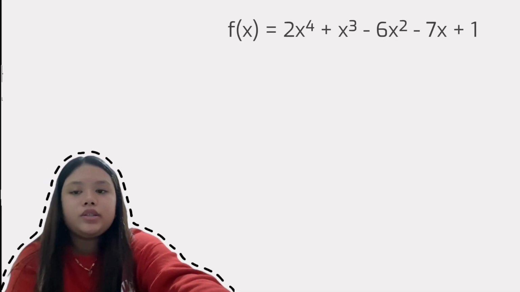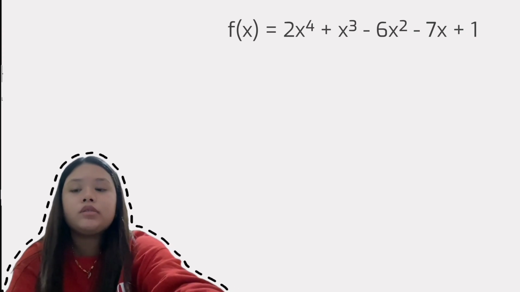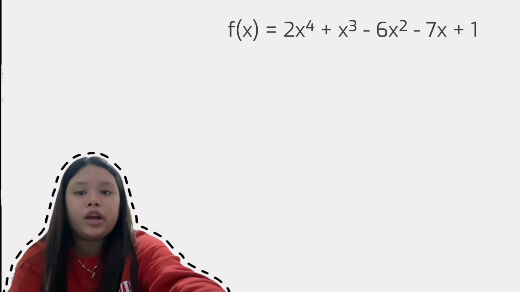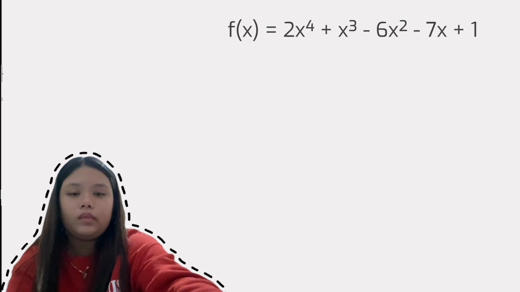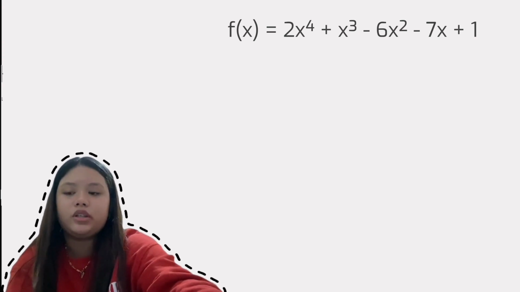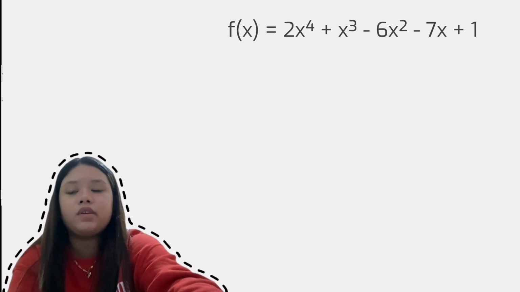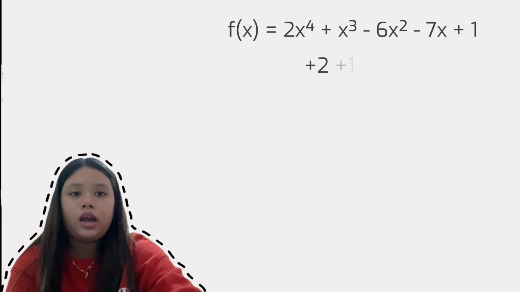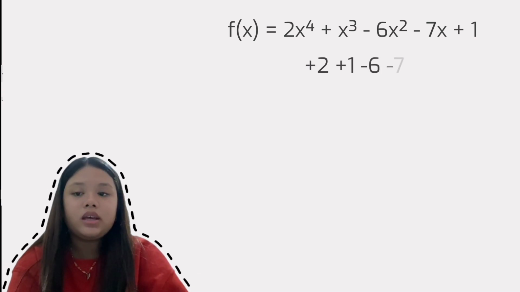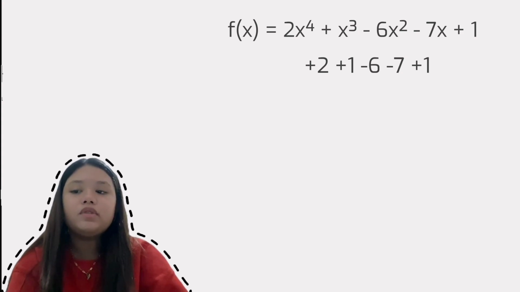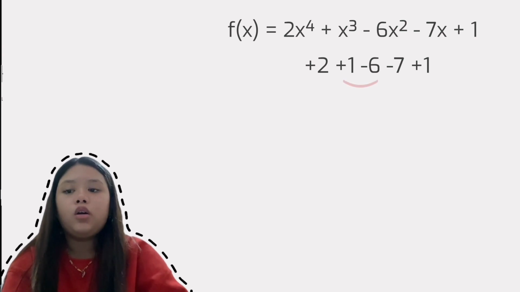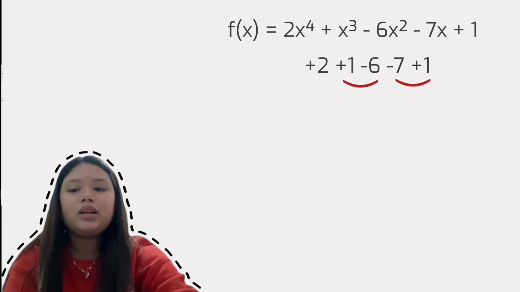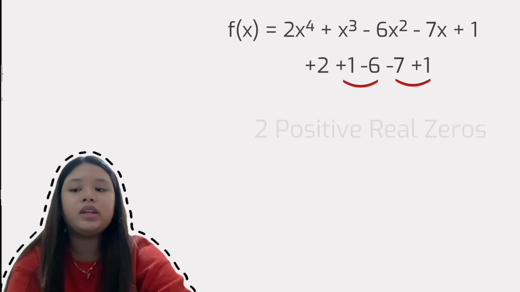So I will be giving an example of a 4th degree polynomial function. Our given is 2x raised to the power of 4 plus x raised to the power of 3 minus 6x squared minus 7x plus 1. So first, we need to find our coefficients. Our coefficients in this given are positive 2, positive 1, negative 6, negative 7, and positive 1. So the changes of sign here are 1, 2. So the maximum number of positive real zeros in our given is 2.